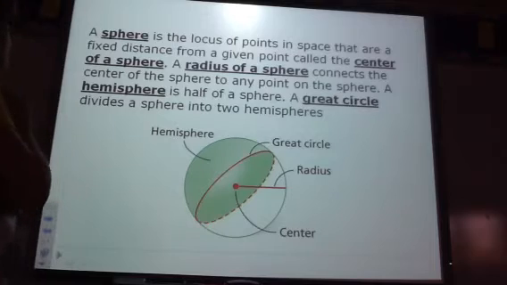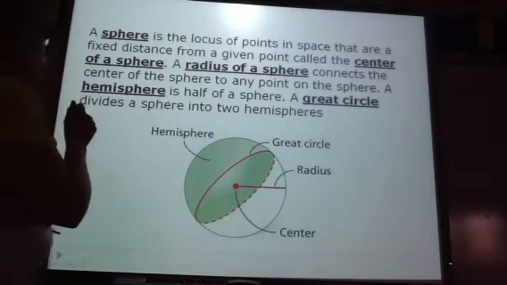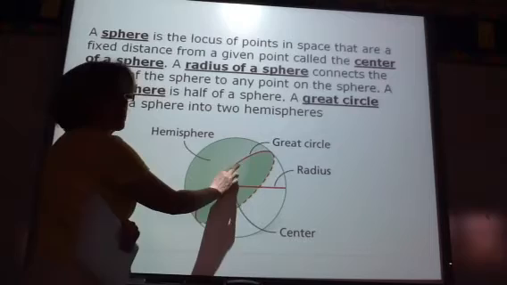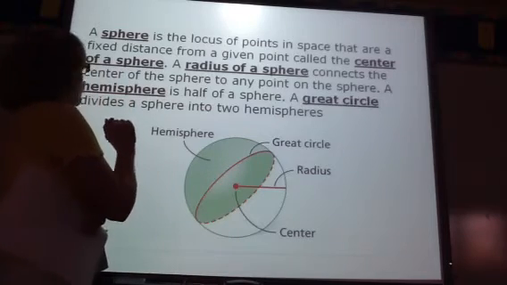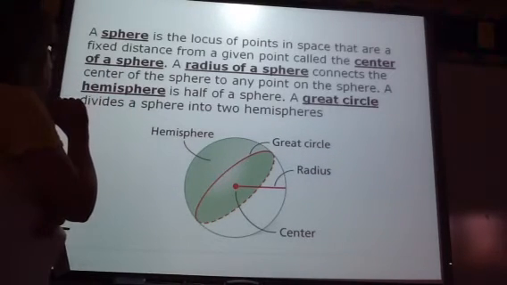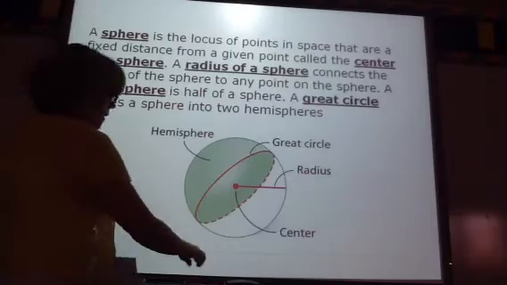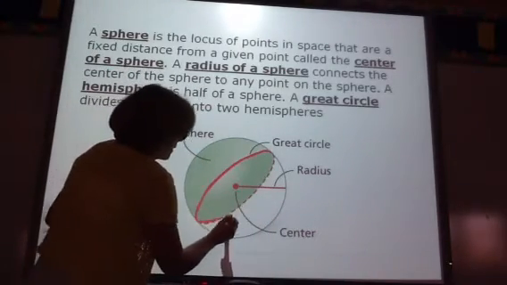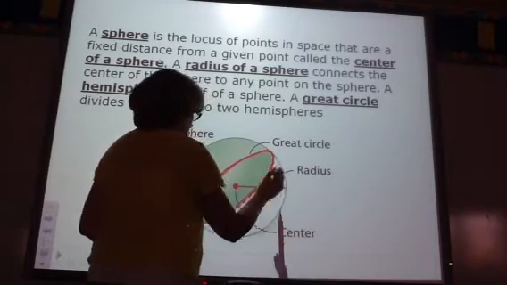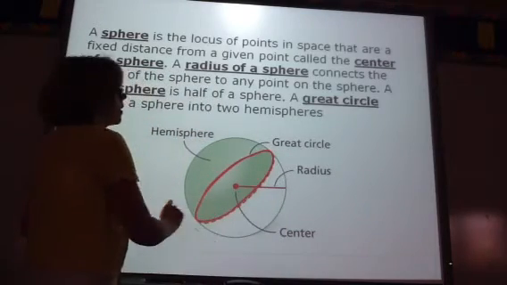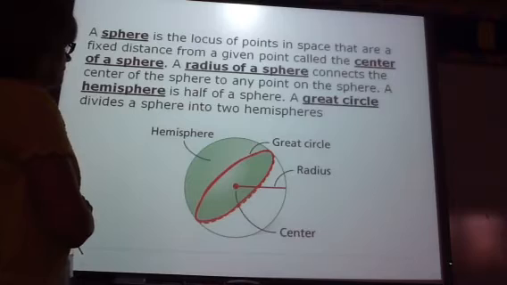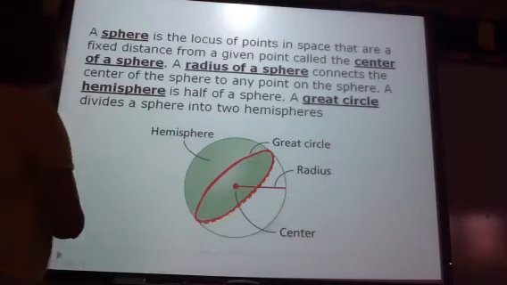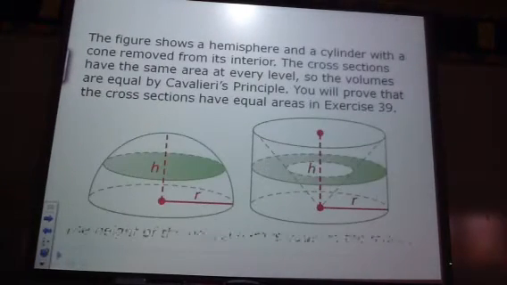All right, a hemisphere is half of a sphere. So that would be the green shaded area right here. And then a great circle divides a sphere into two hemispheres. So this right here would divide this sphere into two hemispheres, and that is called a great circle. All right, I think that's all you need to know on a sphere.